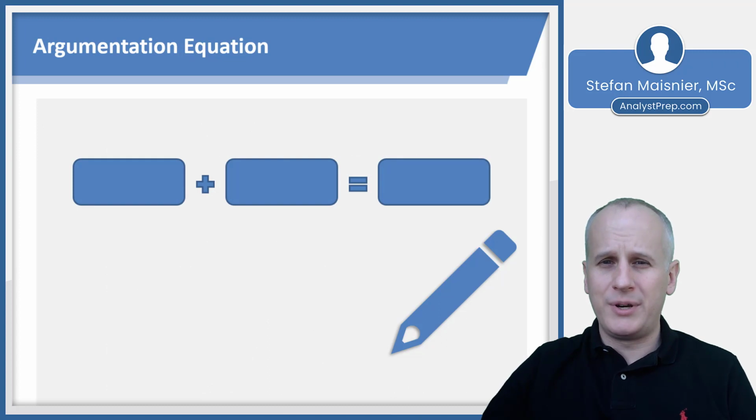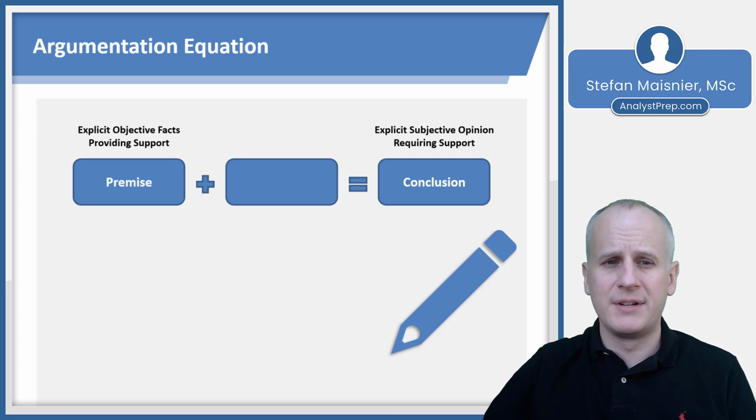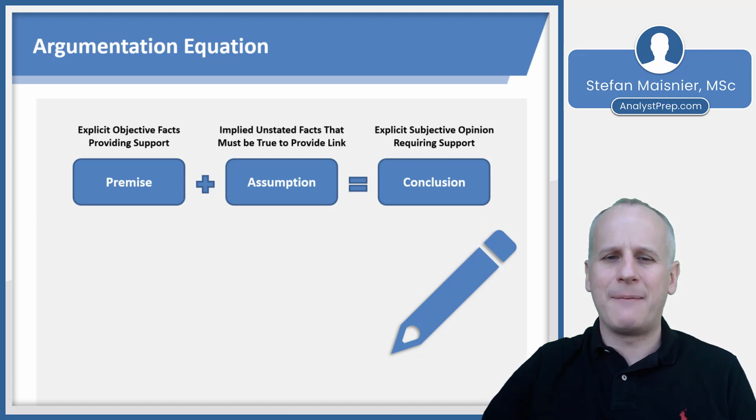So we recap our argumentation equation. We know that all arguments are going to end in a conclusion, which is your explicit subjective opinion requiring some sort of evidentiary support that comes from your premise, which is your explicit objective facts that are intended to provide that support. And in between the premise and the conclusion are what are known as the assumptions. And the assumptions are the implied, unstated facts that must be true to provide the link from the premise to the conclusion to make everything seem logically sound.